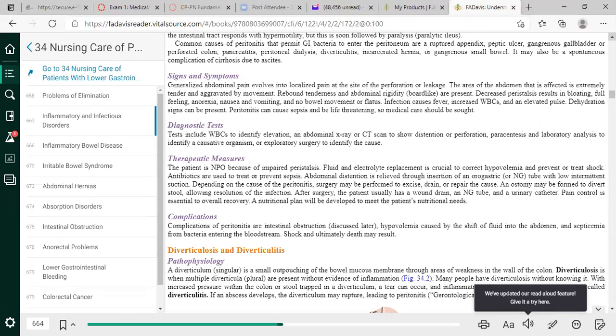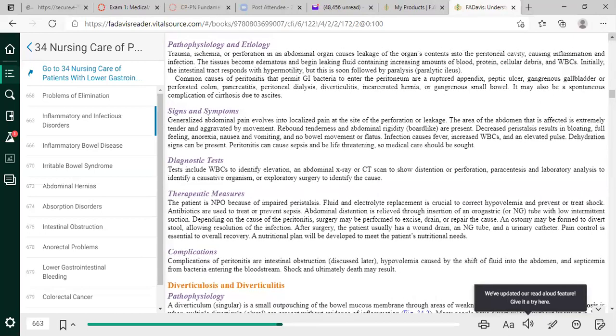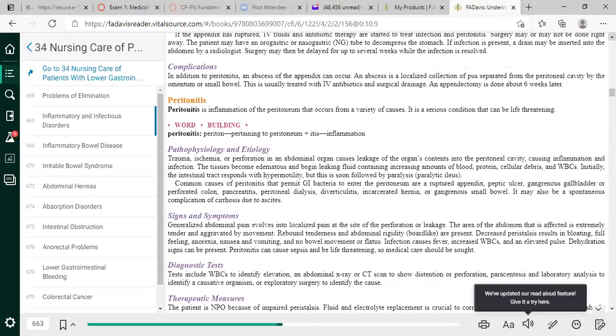But the peritoneum is the membrane lining the abdomen.